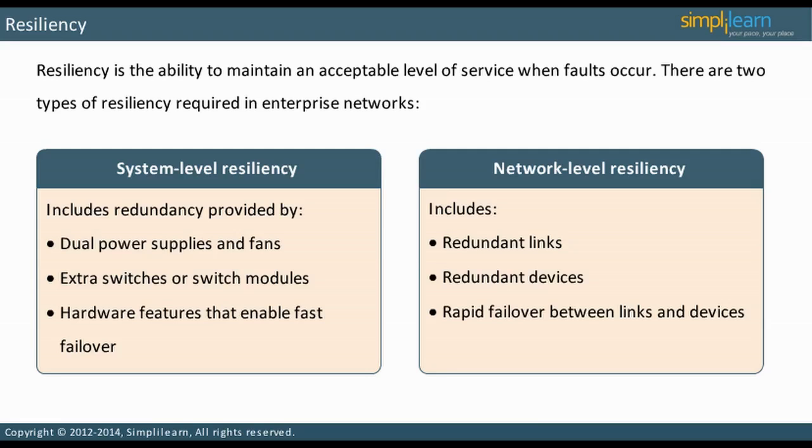System-level resiliency is provided by dual power supplies and fans, extra switches or switch modules, and hardware features that enable fast failover. Network-level resiliency includes redundant links and devices, along with rapid failover. In the next slide, let us discuss supervisor redundancy.